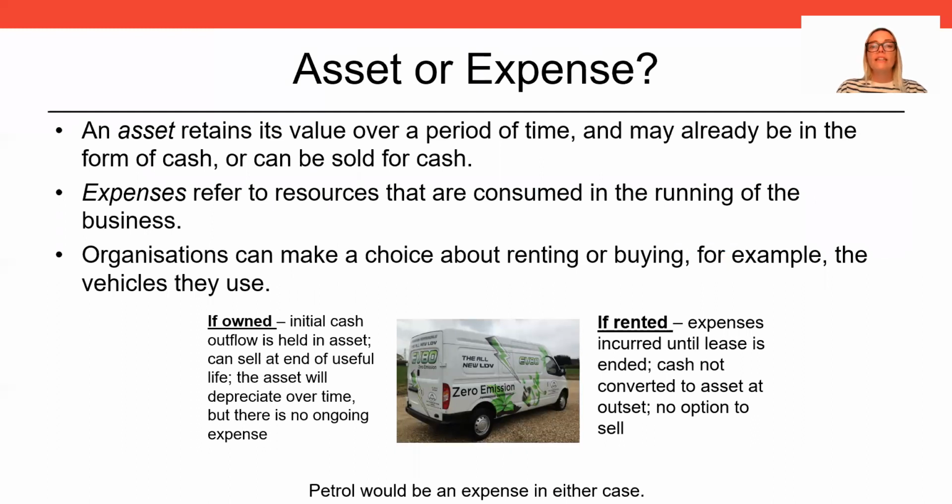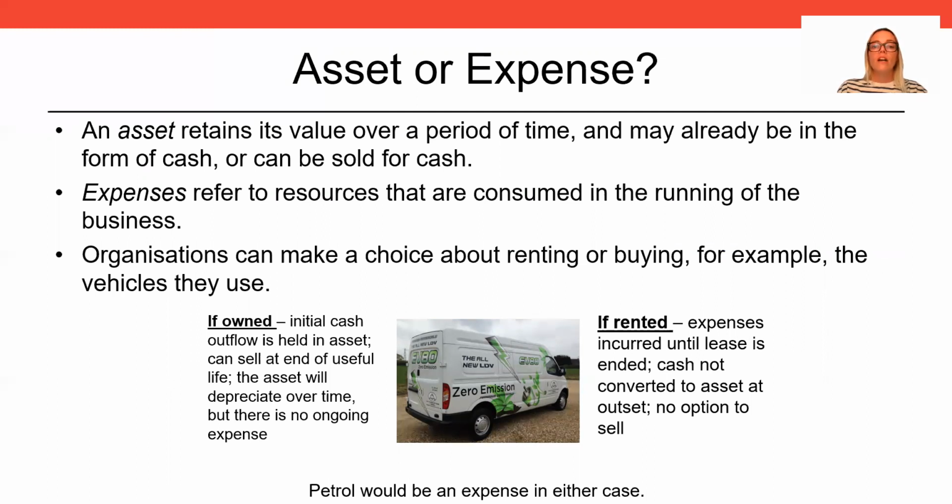It's important at this point to clarify the difference between what's an asset versus an expense. So an asset is something that retains its value over a period of time. It might already be in the form of cash, or it could be sold for cash. Whereas expenses refer to resources consumed in the running of the business. Organisations can make a choice about renting or buying, for example, the vehicles they use, and it will differ between therefore being an asset if you own it or an expense if you rent it.